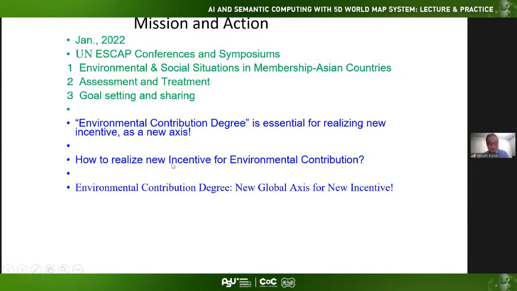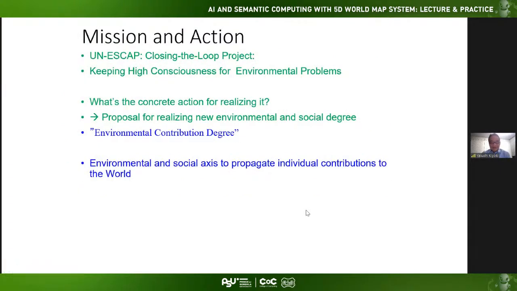And how to realize a new incentive for environmental contribution, or in your case, a new incentive for campus life? This is the second question. What's a good incentive to be made by using your system? Environmental contribution degree is my proposal to the United Nations. Not only money. Money is very commonly effective, but we don't have the concept of a new axis. An environmental and social axis to propagate individual contribution to the world. This is a possibility of a new actuator.